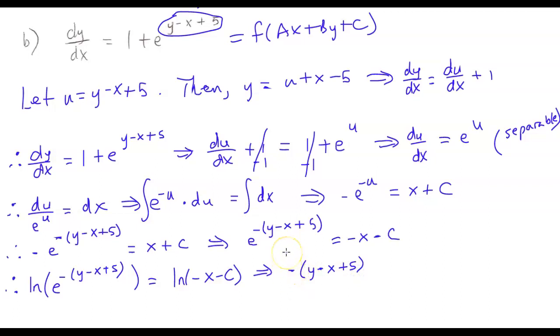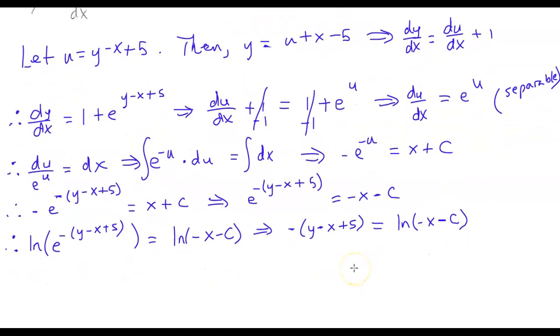I'm just keeping the minus out here because I'm hoping that eventually it will go away. And so natural log of e raised to all this is just going to be that on the left-hand side. On the right-hand side, I will just have this situation here. And so now what I need to do is just solve for y in this case. So to do that, I would need to distribute. So I'll have minus y plus x minus 5.